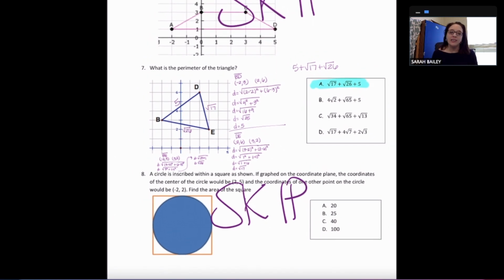All right, so that's it for this lesson on area and perimeter in the coordinate plane, which is really just you using the distance formula, right, when you have a diagonal segment.